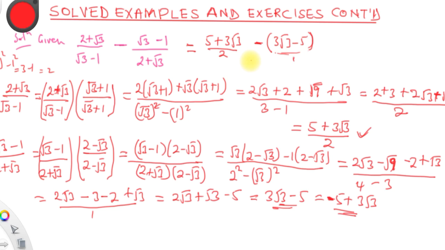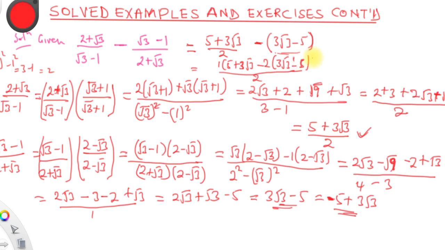So what will be the LCM? Let me write it here. The LCM is 2. 2 goes into 2 one time, so 1 times the whole of this, you get 1 times 5 plus 3 root 3. And then 2 goes into 2... you get 2 times this negative, you get negative 2, then multiply this: 3 root 3 minus 5. So this is what you get: 3 root 3 minus 5.